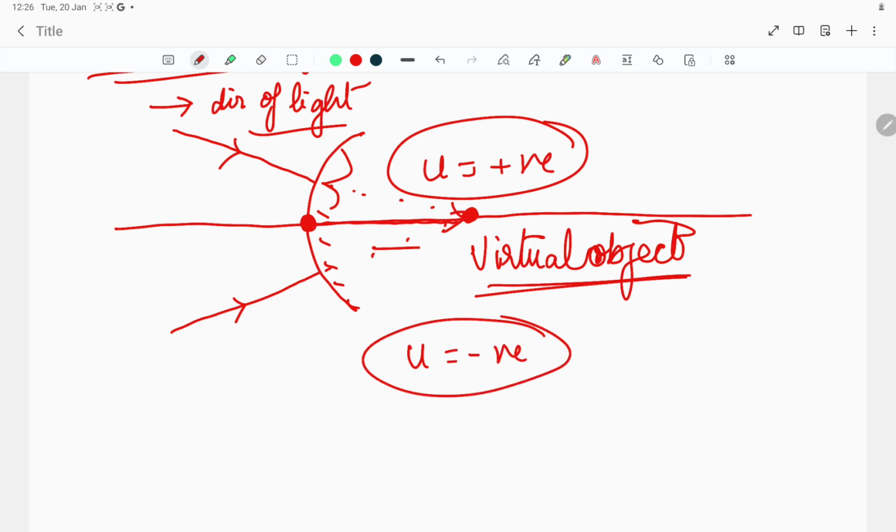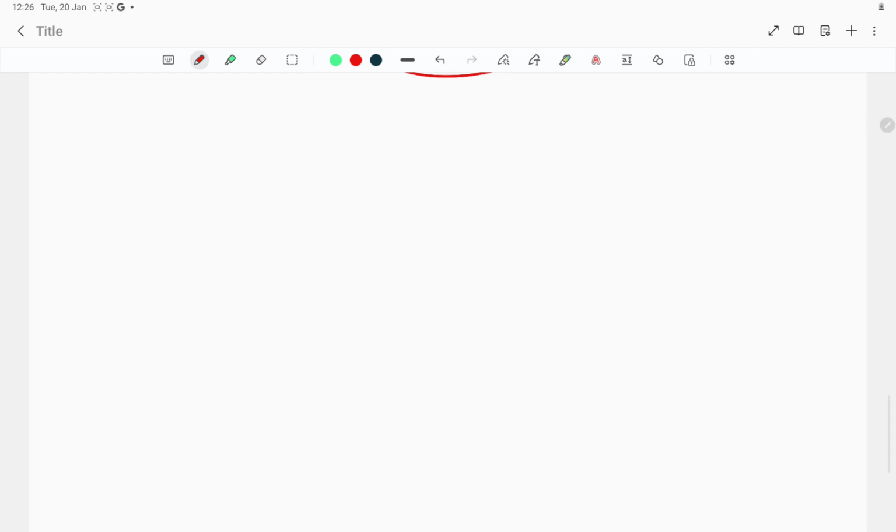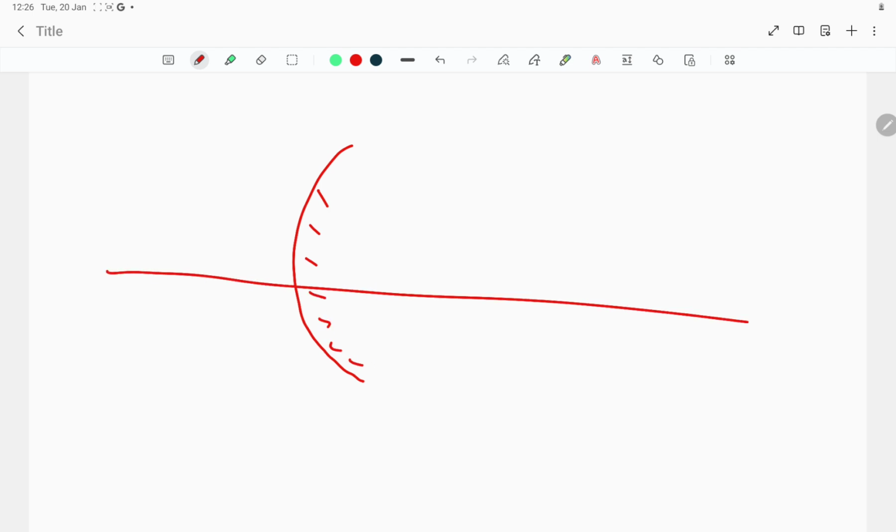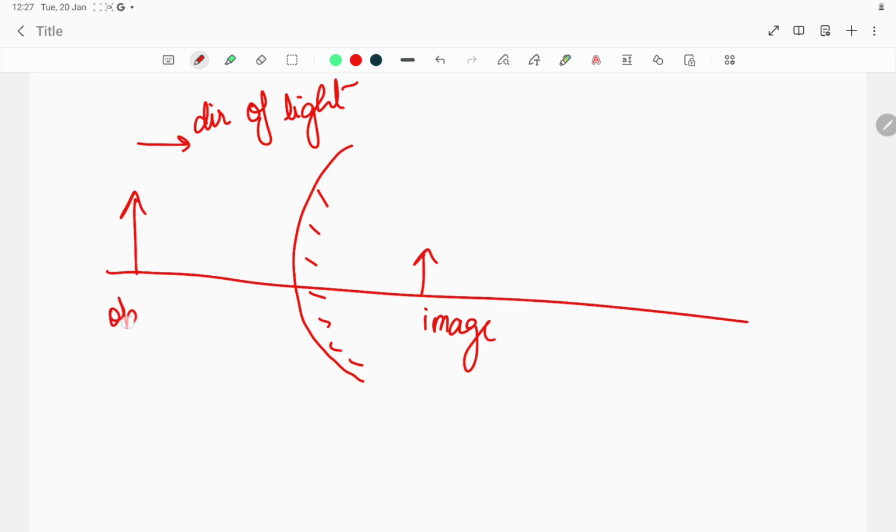So this is about the object. Now let us measure other distances. So for example, I have a mirror and an object here. Always you need an object to identify the direction of light. So direction of light is this side. Let us say an image is formed here. I'm forming an image behind the mirror. This is the image and this is the object.